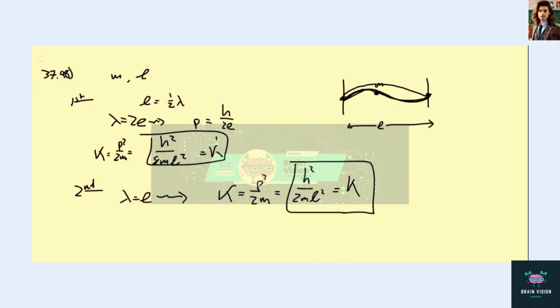This is for the first harmonic, this is for the second harmonic. Cool. That's it for this problem.